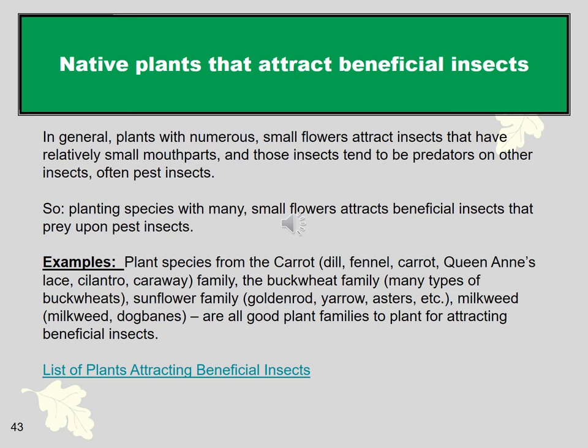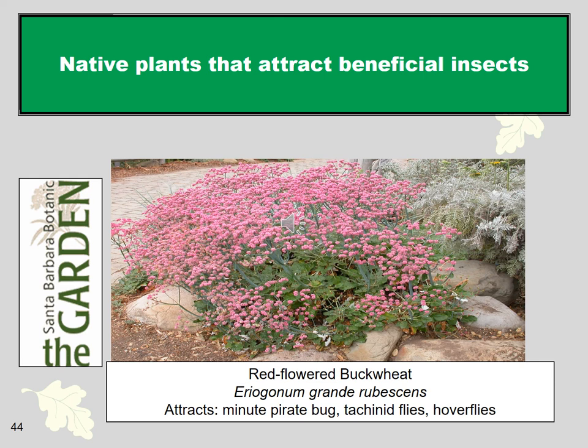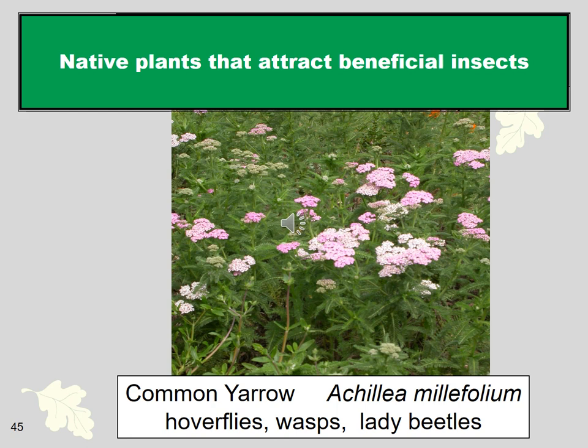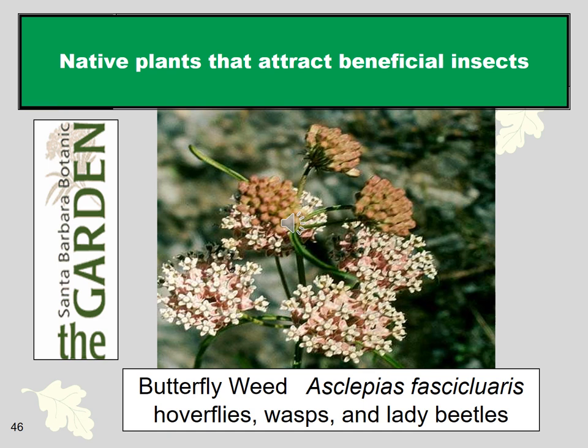Here's a great and beautiful native buckwheat called red-flowered buckwheat, and it attracts the minute pirate bug, tachinid flies, and hoverflies that are all great predators of pest insects. Common yarrow, a native plant, is also a great one for attracting hoverflies, wasps, and lady beetles, and those are all beneficial insects. And the butterfly milkweed, a native one, Asclepias fascicularis.